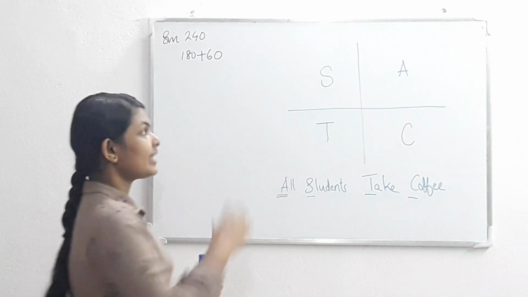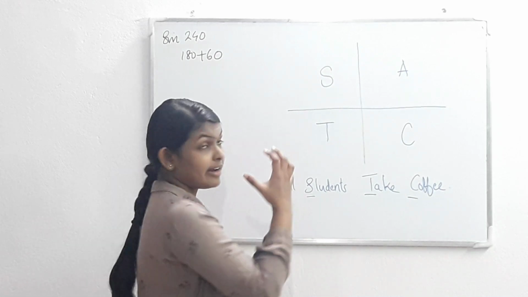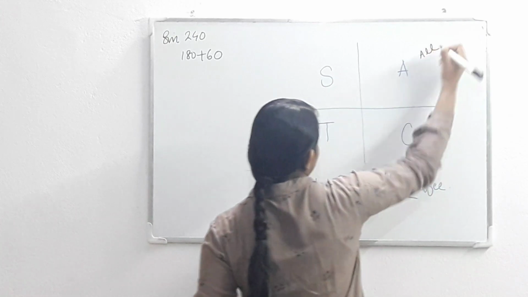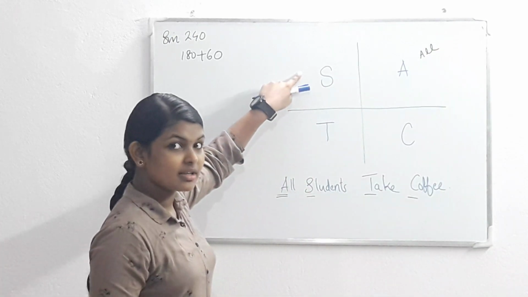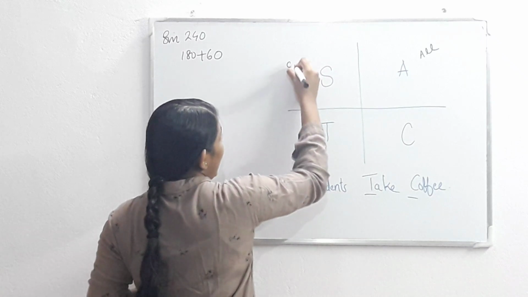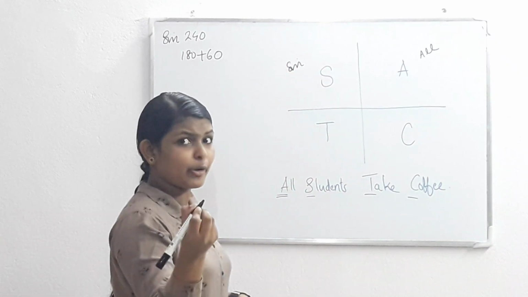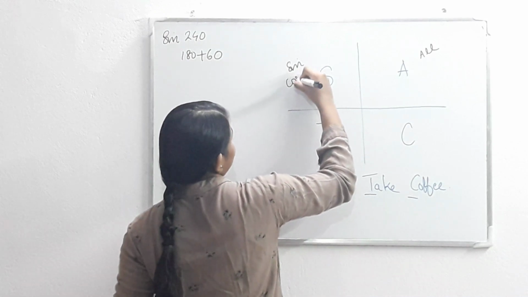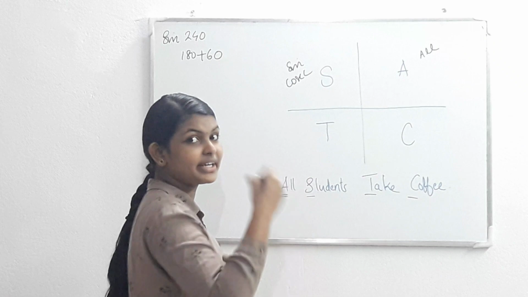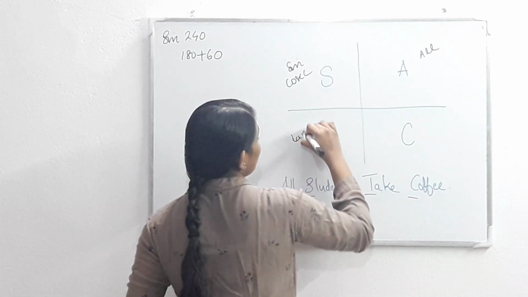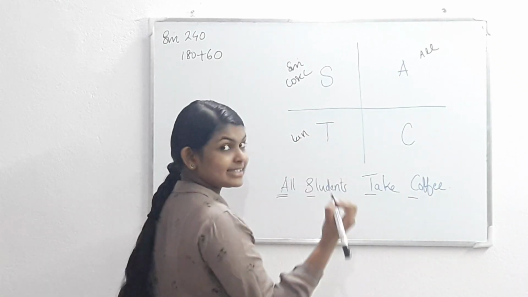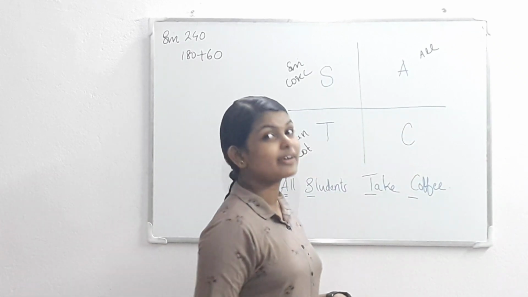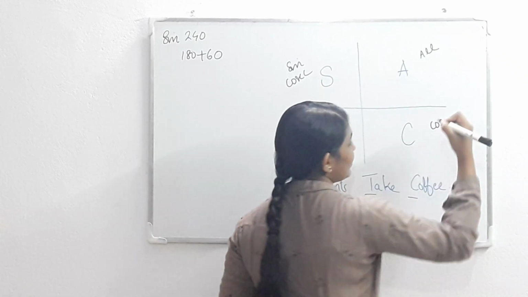Here, A stands for all trigonometric ratios. S stands for sine, and which is the reciprocal function of sine? Yes, it is cosec. T stands for tan, and the reciprocal function of tan is cot. The fourth quadrant is for C, and C stands for cos. And which is the reciprocal of it?